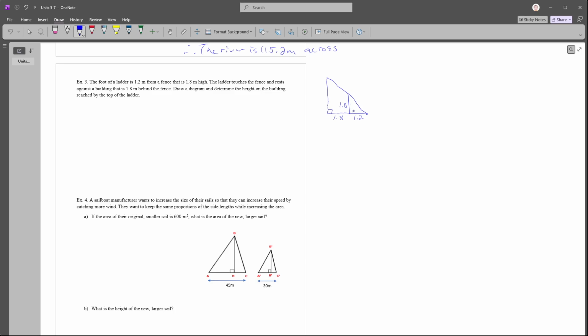Now we know that buildings are straight and we know that fences are straight. Okay? Draw a diagram and determine the height on the building. So our goal is to find the height on the building here. This is what we actually want to find. Okay. So that's going to be our unknown. So let's let x be the height on the building. So we label it. There's our x.